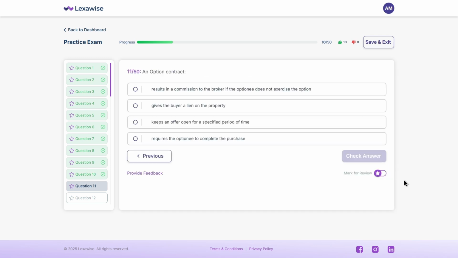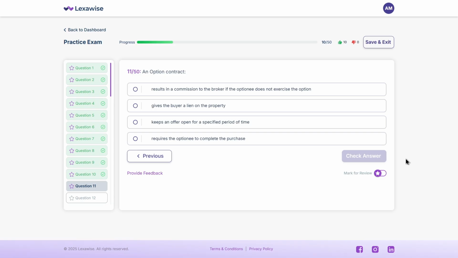An option contract: A. results in a commission to the broker if the optionee does not exercise the option. B. gives the buyer a lien on the property. C. keeps an offer open for a specified period of time. D. requires the optionee to complete the purchase. Think about it carefully.